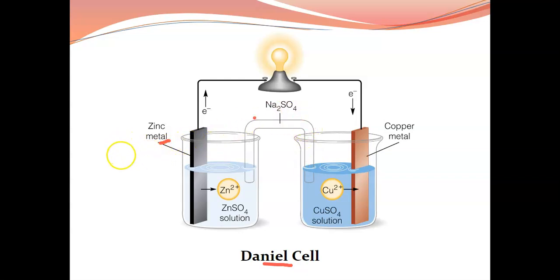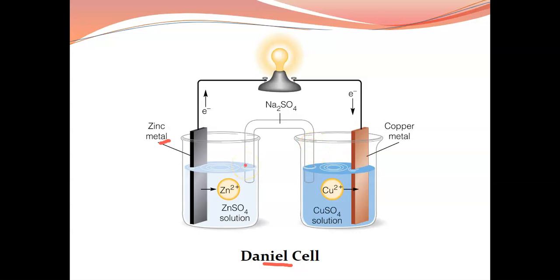So zinc metal dipped in a solution of zinc sulfate is one half cell. Copper metal dipped in a solution of copper sulfate is another half cell, because there is only one electrode in this. For forming a cell, we need two electrodes. We are calling this a half cell because copper metal is dipped in a solution of copper sulfate. It is forming a half cell. So when we connect these two half cells, it is going to form a complete cell. For formation of a cell, we have connected these two half cells internally with the help of a salt bridge.